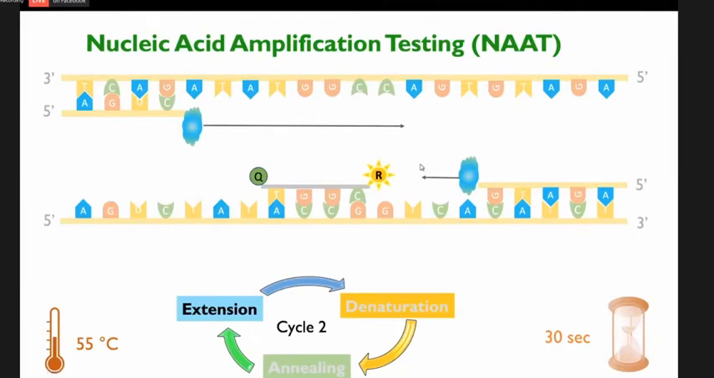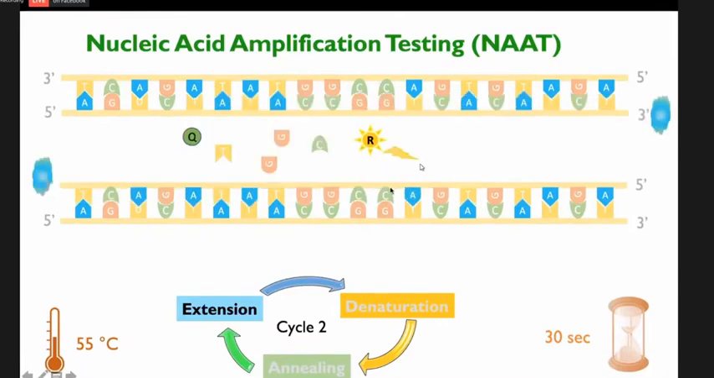So in the extension step, the DNA polymerase synthesizes the new strand of DNA, and when the DNA polymerase reaches the TaqMan probe, the endogenous 5' nuclease activity of the DNA polymerase clips this probe, separating the dye from the quencher, resulting in the production of the fluorescence signal. So as the TaqMan probe is clipped, it makes the fluorescent dye free so that it can generate the signal.